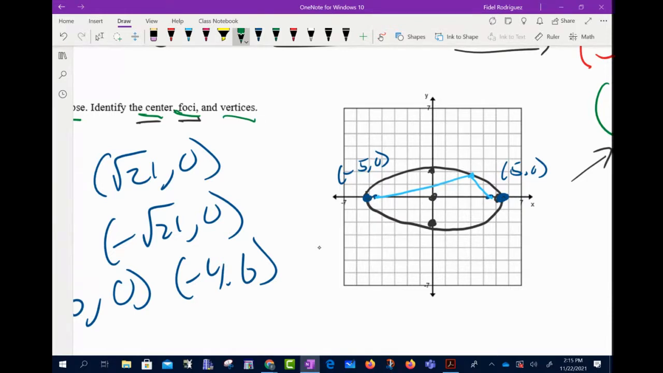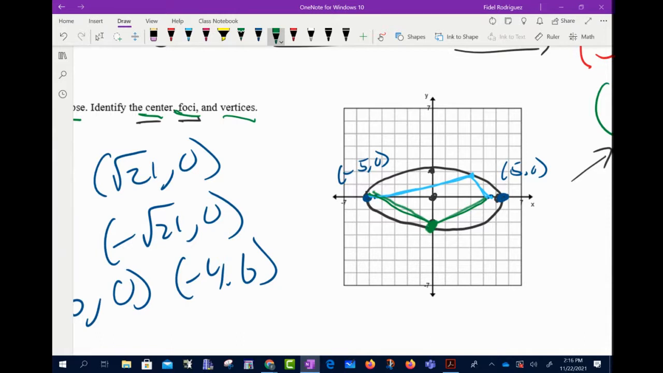Should I pick this one here? Let's pick this vertex here, okay? If I pick that point there and I draw little line segments to the foci, what this is telling me is that if I were to take these little blue line segments, take those distances and add them up, it would be the same thing as if we took these little green line segments and added them up.